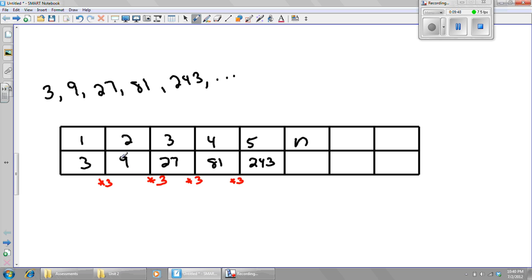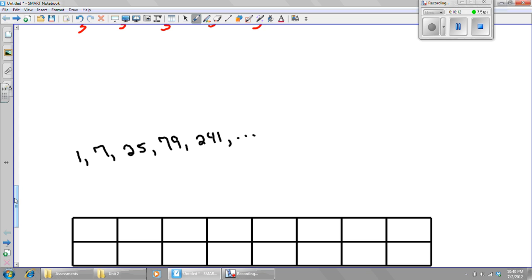Or you could think of this as 3 to the first, 9 is 3 to the second, 27 is 3 to the third, 81 is 3 to the fourth, and then 3 to the 5th. Therefore, the nth term must be 3 to the power n. And that's your formula. These are exponential. Now, sometimes they're going to look really strange and they're not going to be so obvious.